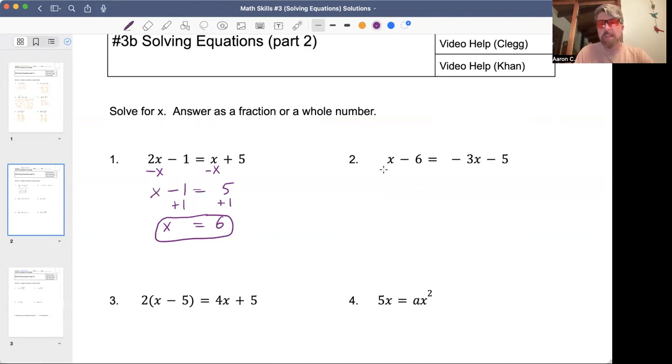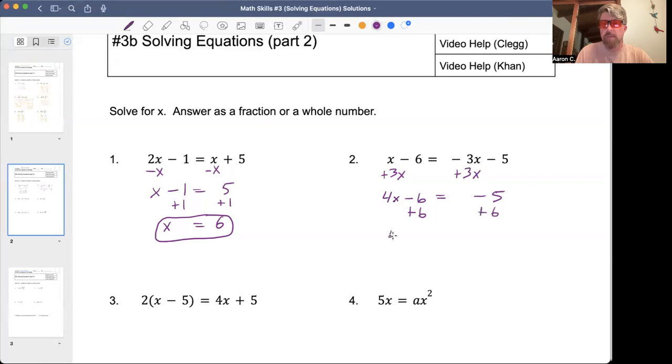Now on the second problem here, we have an x here and an x there. We can go ahead and add 3x to both sides to get that one to move over here. Plus 3x. And so now let's rewrite it. So we have 4x on the left, 4x minus 6 equals minus 3x plus 3x is 0, minus 5. That stays. Okay, now we just need to get this minus 6 to go to the other side. So we're going to add 6, and we're going to add 6.